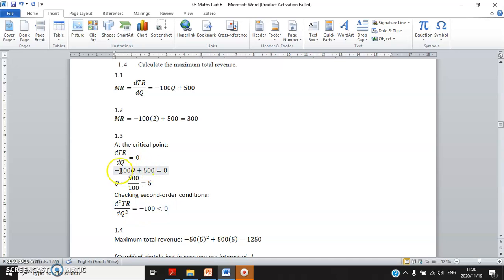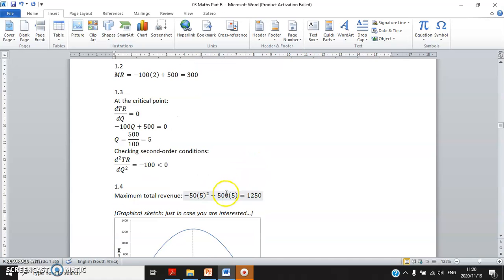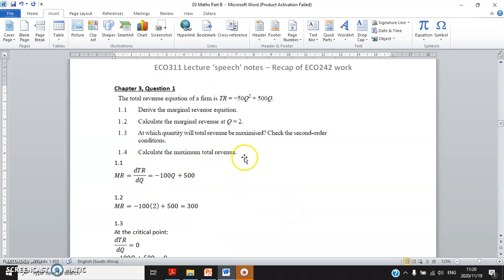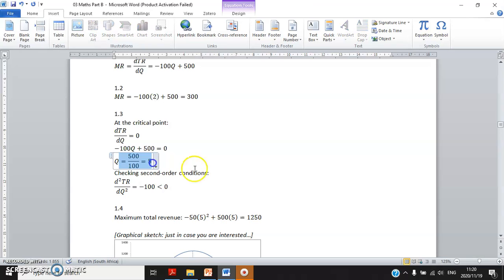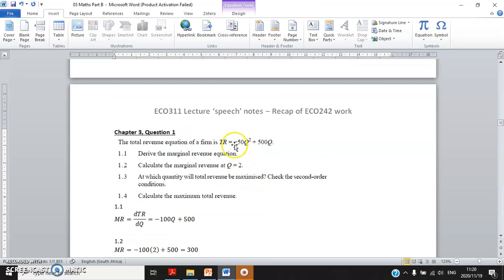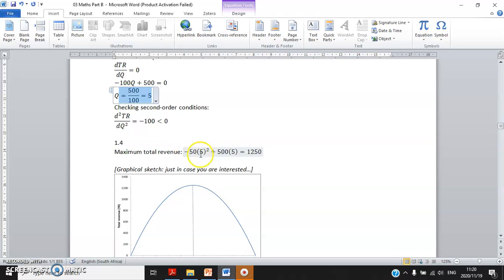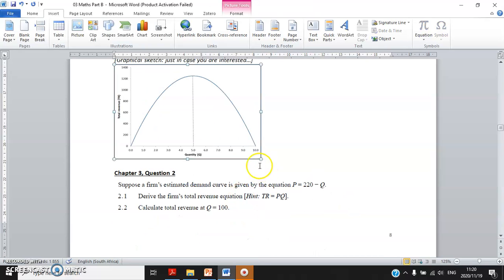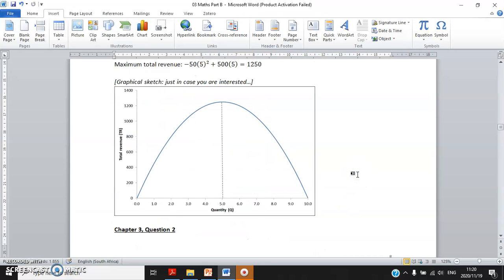The second order derivative means you differentiate the first order derivative one more time. It gives you minus 100, which is negative. So indeed, when Q equals 5, total revenue is maximized. And then the last question, 1.4, again, the intention is to give you easy marks. You already know this is the critical quantity, the maximum turning point, Q equals 5, then you substitute it back into the total revenue equation to find the maximum total revenue, which is 1250. And then I show you the graphical sketch, even though it is not asked.